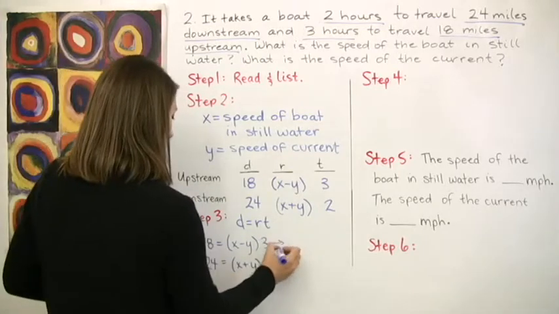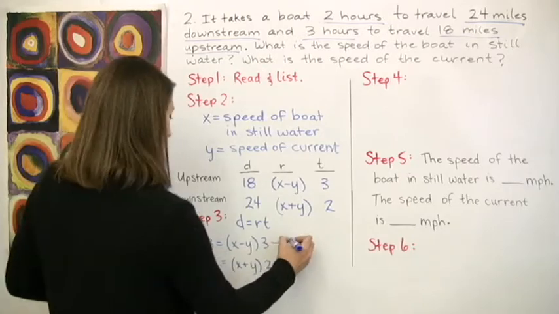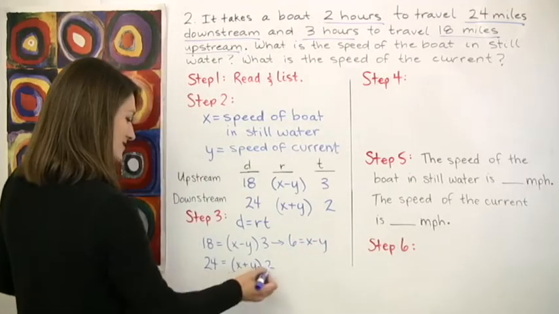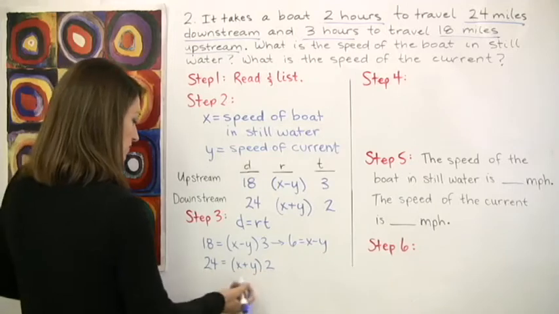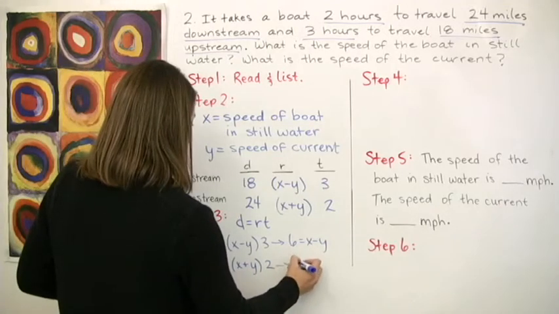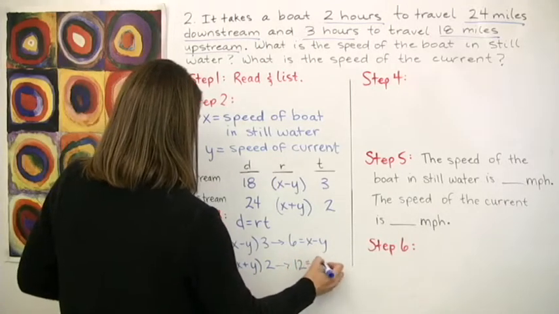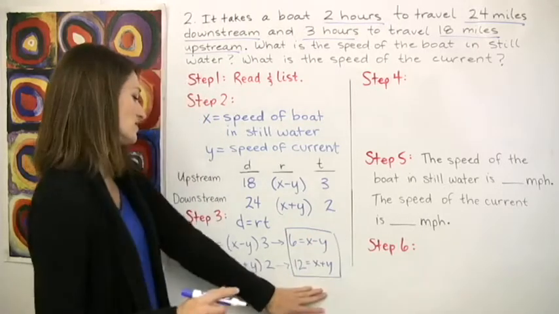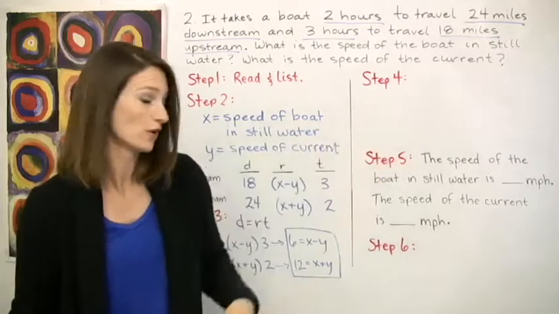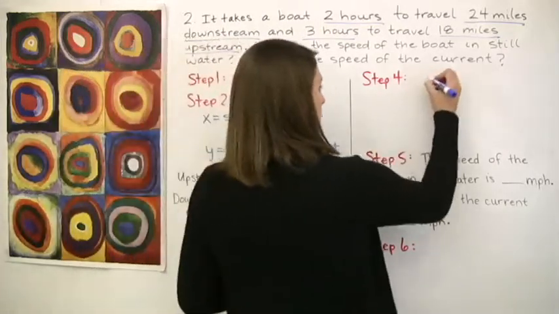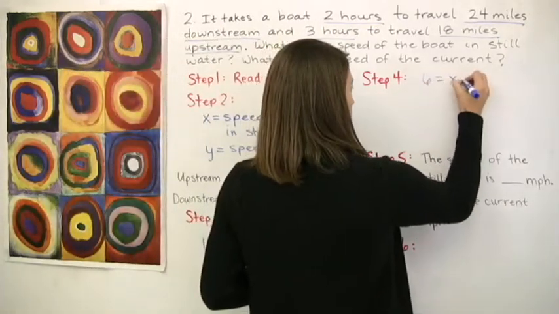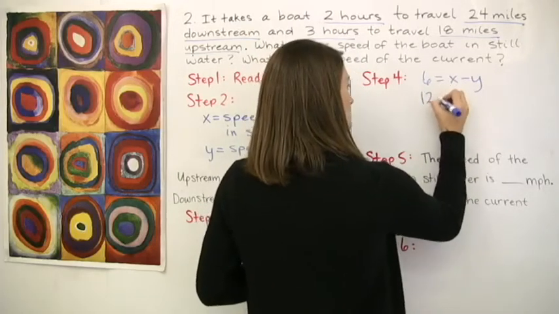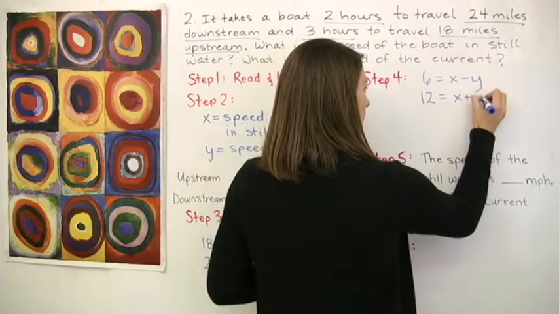So this top one simplifies. If you divide both sides by 3, you get 6 is equal to x minus y. And then divide the bottom equation both sides by 2, you get 12 is equal to x plus y. So here's our system, which we'll now solve for step 4 of our blueprint. So I'll rewrite this up here. We have 6 is equal to x minus y. And then we have 12 is equal to x plus y.